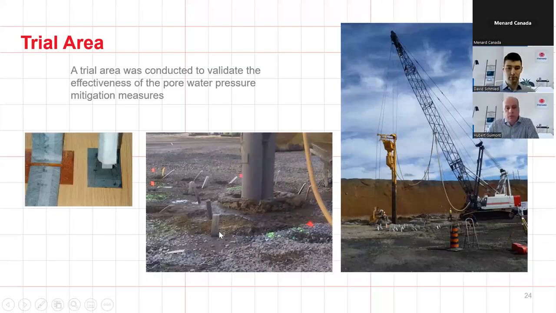You can see the wick drains here. You can see the vibro there. Really the idea was to try to dissipate as much as possible any excess water pressure that would be developing, and also helping with the densification process by just getting rid of the excess water while we were compacting the finer tailings.